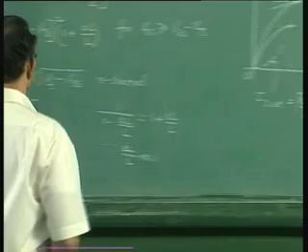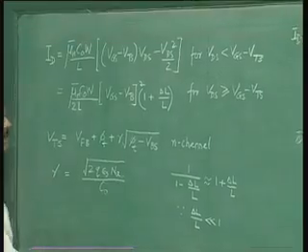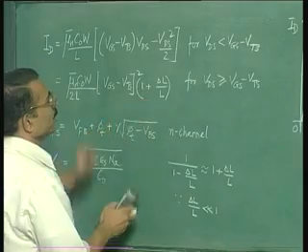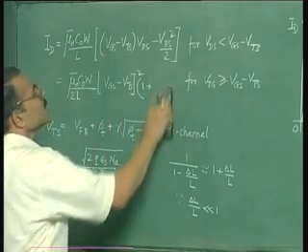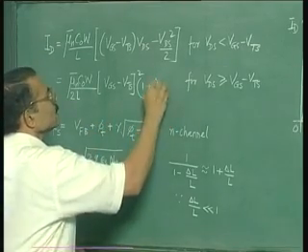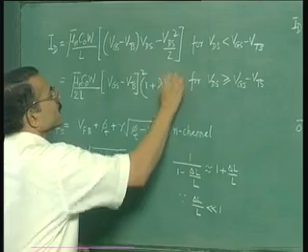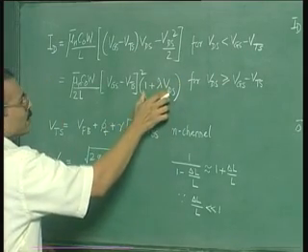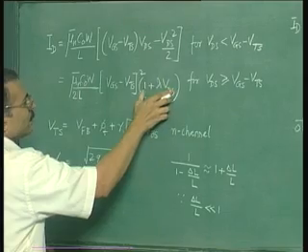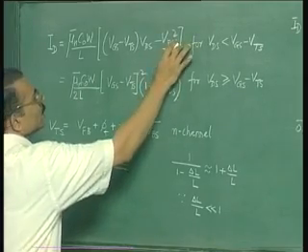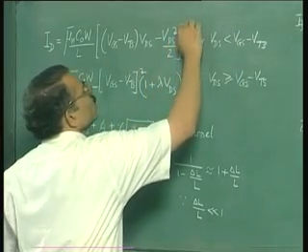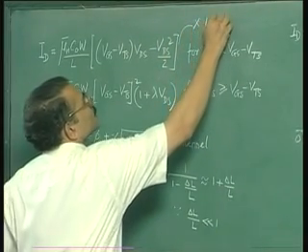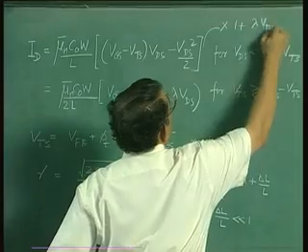That is, here when you include the expression lambda VDS for delta L by L, this will get changed to 1 plus lambda VDS. And then we use this multiplying term also here. So this also we multiply with 1 plus lambda VDS.